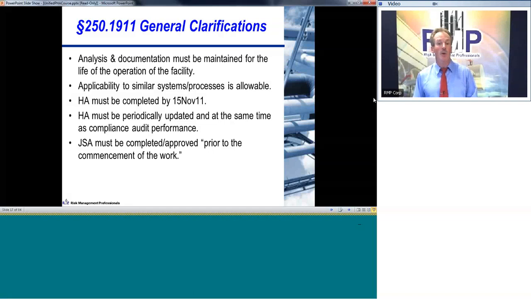The other requirements are you must complete the analysis by November 15th this year, 2011, and you also must periodically update the hazards analysis at the same time as the performance of the compliance audit. And you also have to do the job safety analysis to complete it and get it approved prior to the commencement of work. So these are key clarifications of the application of Recommended Practice 75, which is directly referenced by the SEMS requirements, 30 CFR Part 250.